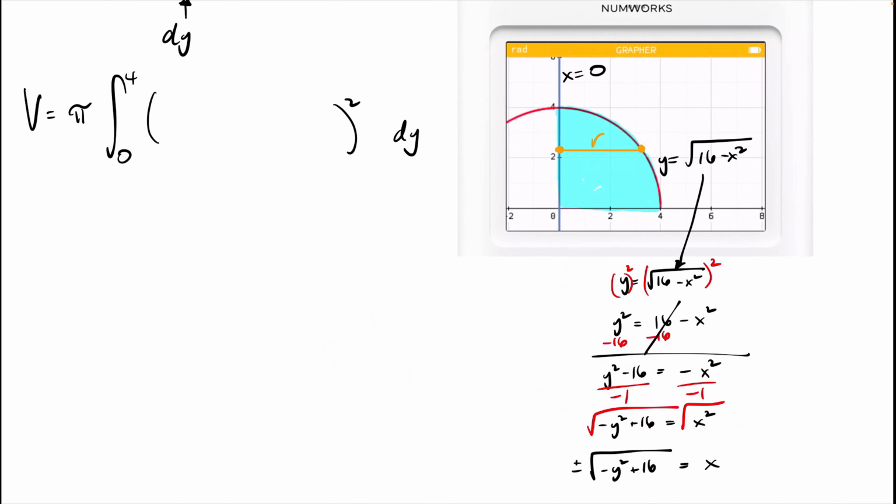Be more specific. What's positive? X and Y. The x's and y's, there you go. I need to get a positive answer. So the y's and x's are positive, so I'm only going to use the positive one. Okay?